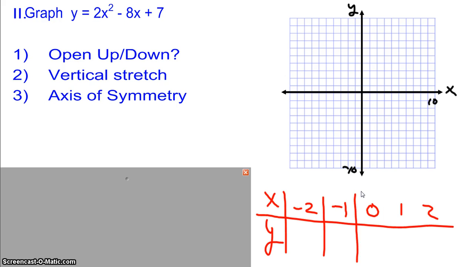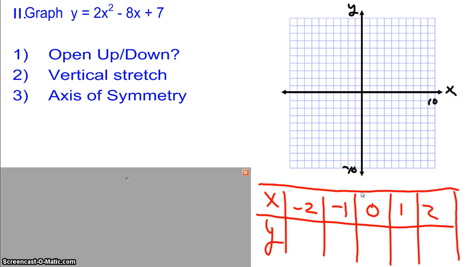So what do we get when we plug these in? If you knew nothing else, you could do this. So let's go ahead. Let's start with 0. It's such an easy number. 0 minus 0 plus 7 is 7. We're just plugging them in here. Let's plug in 1. 1 squared is 1, times 2 is 2, minus 8 times 1 is 8, plus 7. What is 2 minus 8 plus 7? Negative 6 plus 7 is 1.